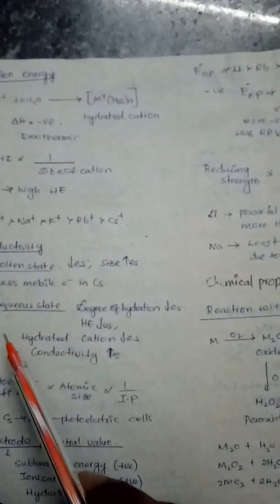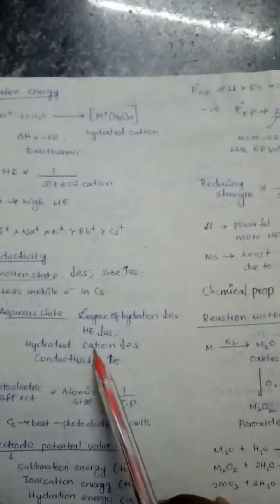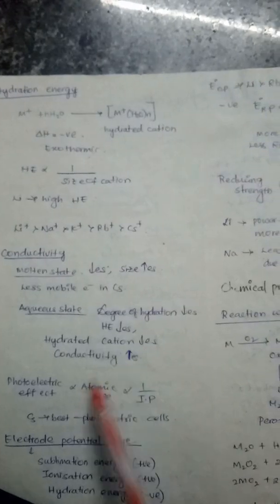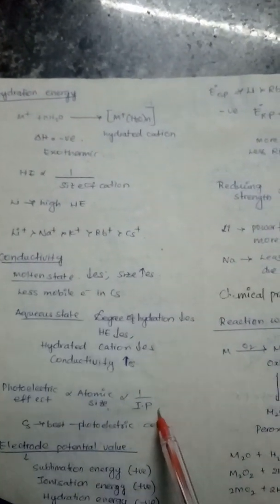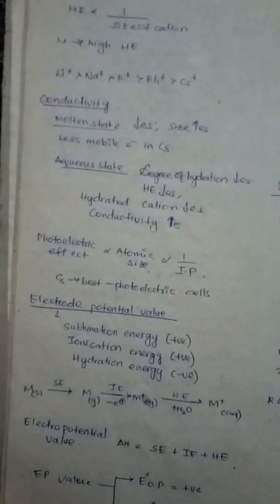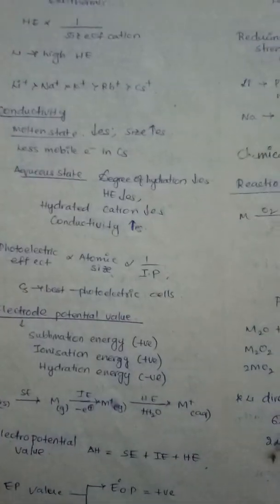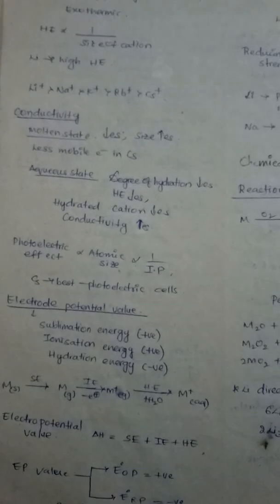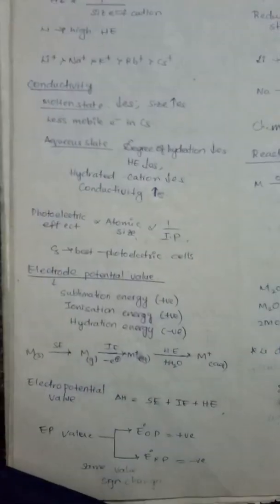Conductivity. In the molten state, conductivity decreases as size increases, with less mobile electrons in cesium. In the aqueous state, the degree of hydration decreases, so hydrated cations also decrease and conductivity also decreases. Photoelectric effect is directly proportional to atomic size and inversely proportional to ionization potential. Cesium is best for photoelectric cells.